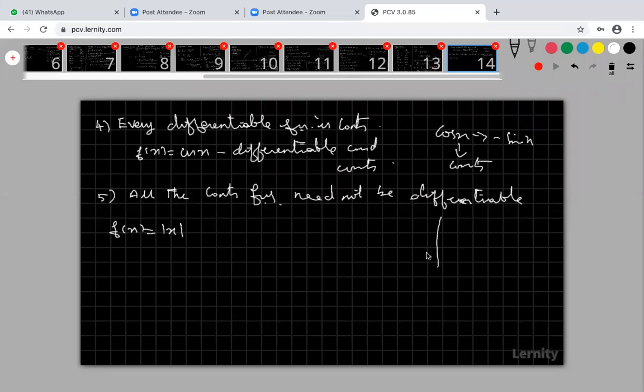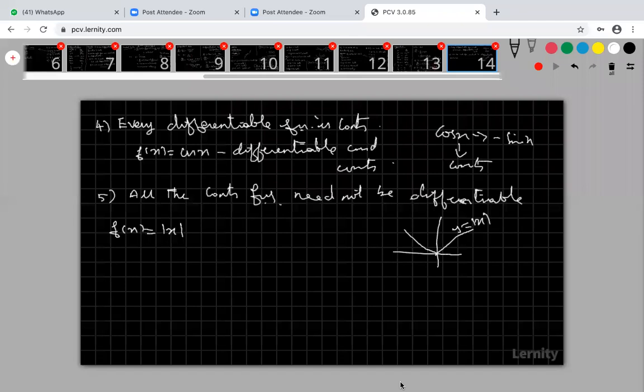Okay, so therefore this is modulus of x. This is continuous. See the graph. We can easily find out this is continuous. But this function is not differentiable. What is the differentiation of modulus x? We have a differentiation for x, we have differentiation formula for x square, we have differentiation formula for x power 1 by 2, we have differentiation formula for root x. Okay, modulus x, we don't have a differentiation formula.